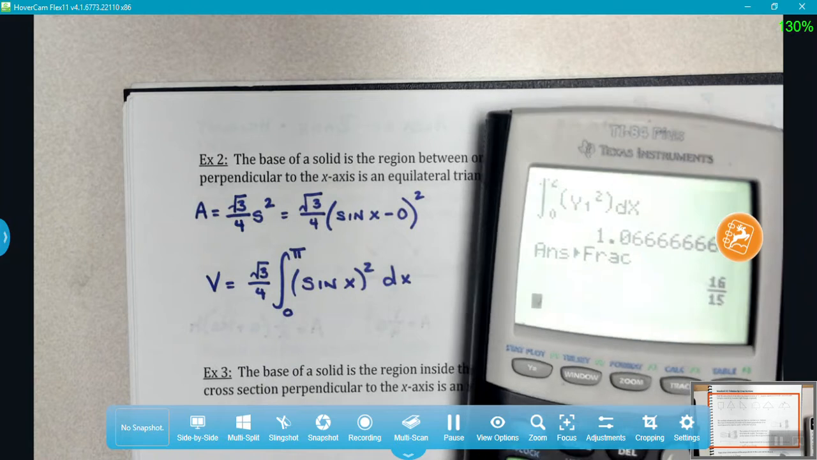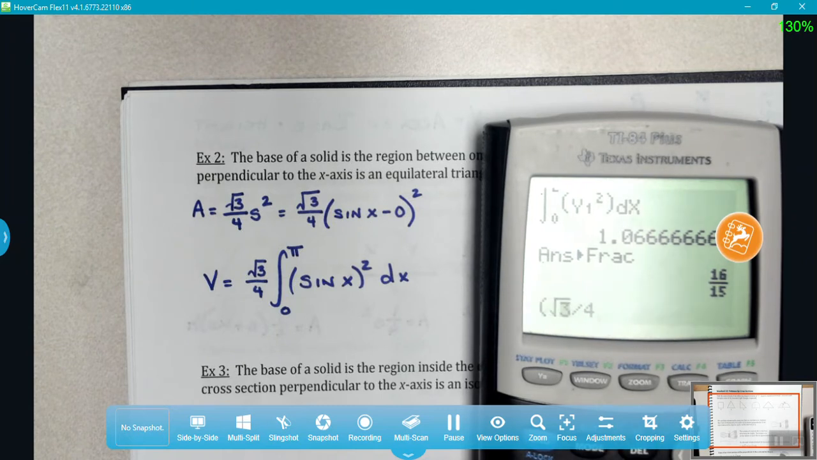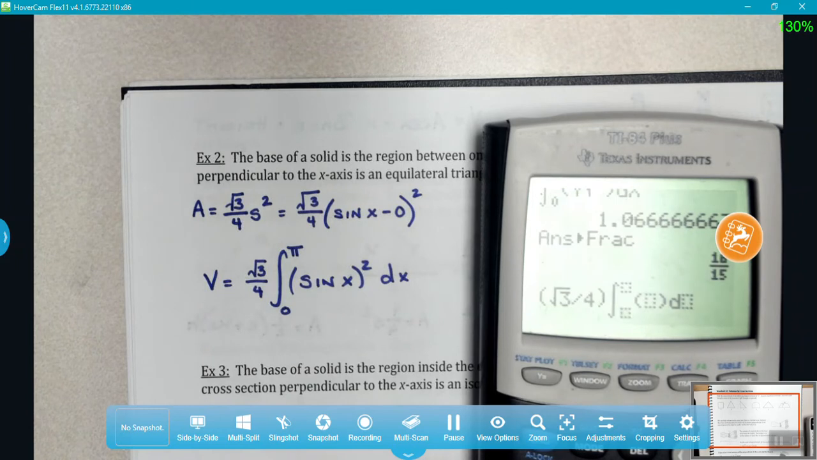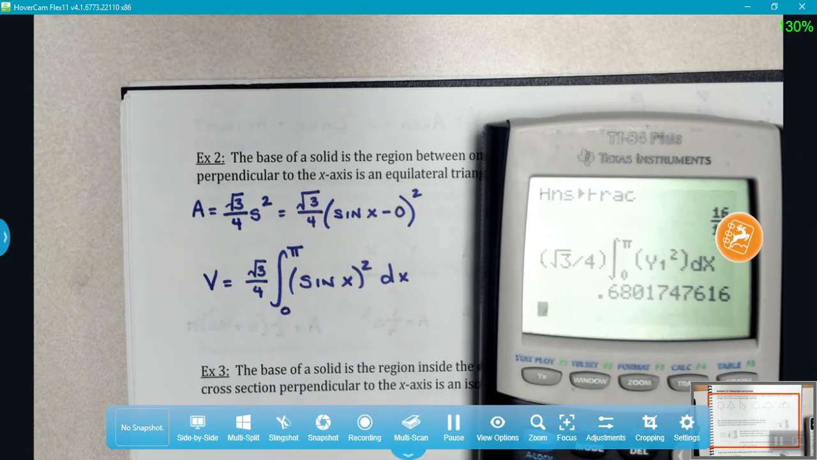Just making sure I'm in radian mode. Okay, √3/4. Maybe I should put this in parentheses. Okay. Integral 0 to pi y1 squared dx. Yeah. You did square root of 0.680. 4 sine.